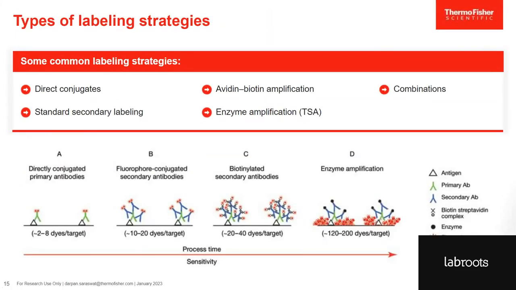Based on relative target abundance, sometimes we have to use different labeling strategy for our IHC experiment. Thermo Fisher offers a variety of secondary antibodies, for example, direct conjugates, standard secondary labeling, primary secondary antibodies, avidin-biotin amplification, enzyme amplification, or you can use combinations of both. I will go into details about different labeling strategies in my later slides.